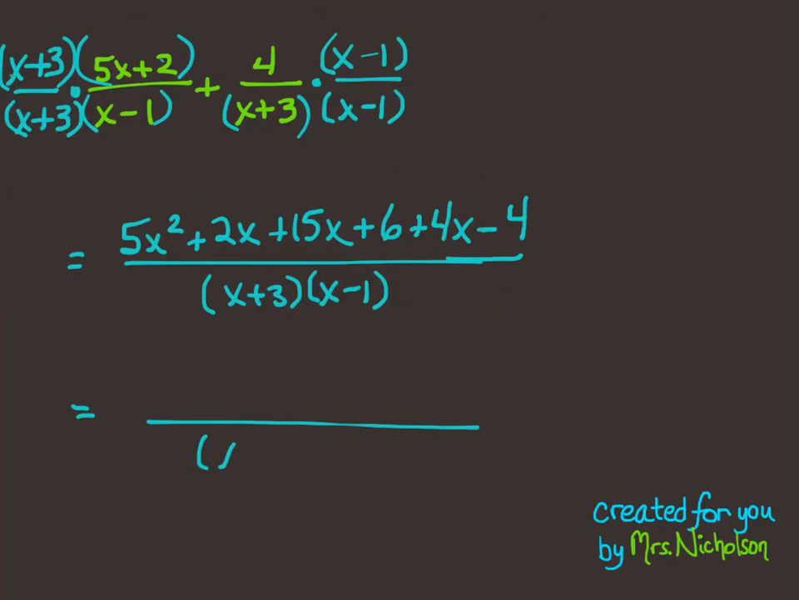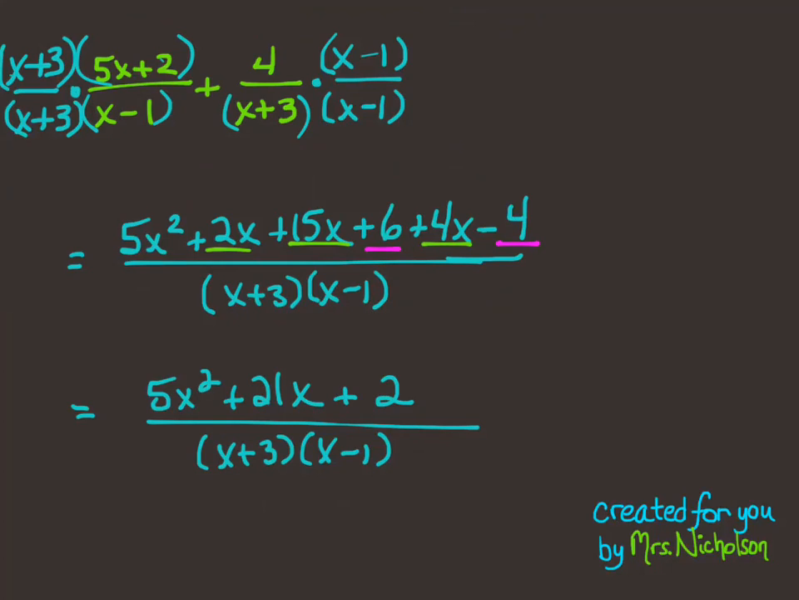Let's combine like terms in our numerator. The denominator stays the same. In the numerator, I have 5x squared. And then for my x terms, I have 2x plus 15x, which would be 17. Plus 4x would be 21, so plus 21x. And then I have a positive 6 and a minus 4. So that would give me plus 2. And that is our final answer.